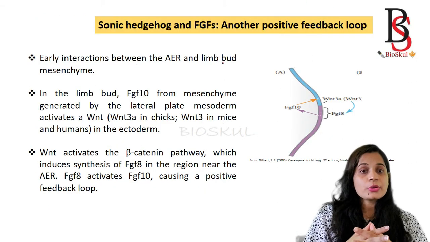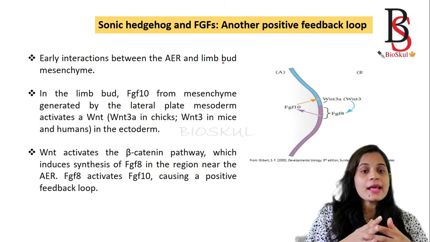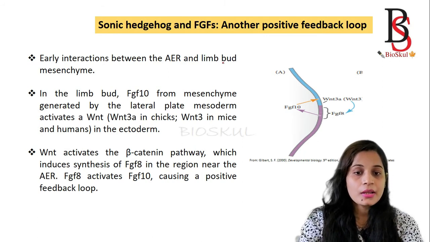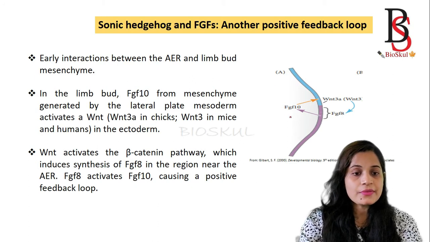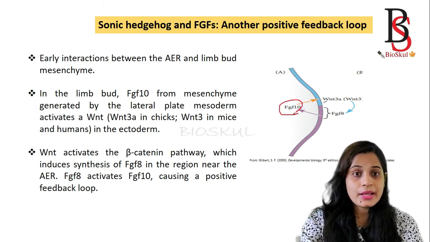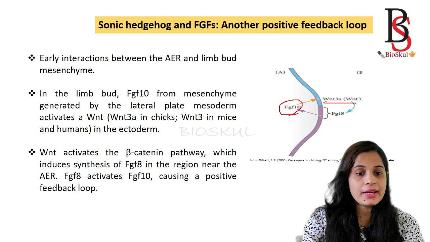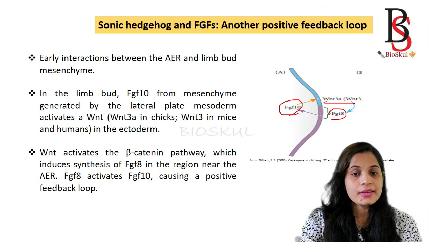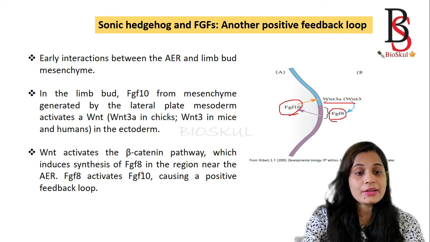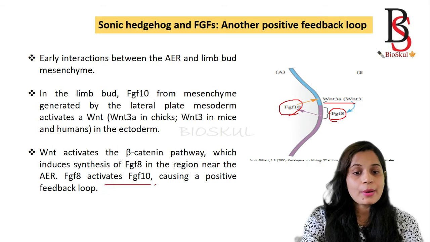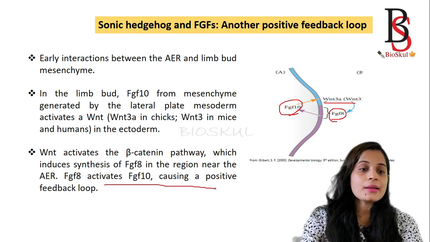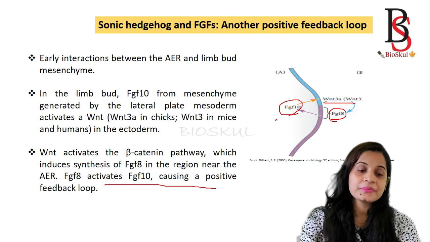Now we will see the interaction between the apical ectodermal ridge and the limb bud mesenchyme. In the limb bud, it has FGF10. Okay, and this FGF10 from the mesenchyme generated by the lateral plate mesoderm will activate the Wnt. Then once the Wnt is activated, it will activate fibroblast growth factor 8, and fibroblast growth factor 8 in turn will activate fibroblast growth factor 10, causing a positive feedback loop. Okay.